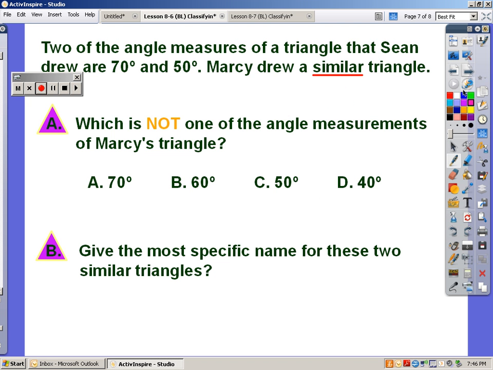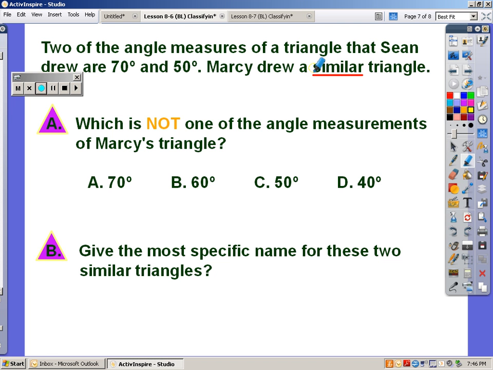All right, last set of questions. Two of the angle measurements of a triangle that Sean drew are 70 degrees and 50 degrees. Marcy drew a similar triangle. A, which is not one of the angle measurements of Marcy's triangle? And B, give the most specific name for these two similar triangles. So again, pause the video and see if you can answer the question before I tell you the answer.